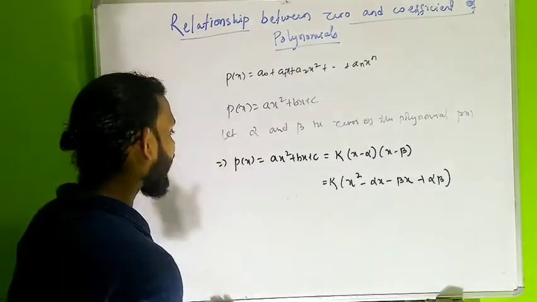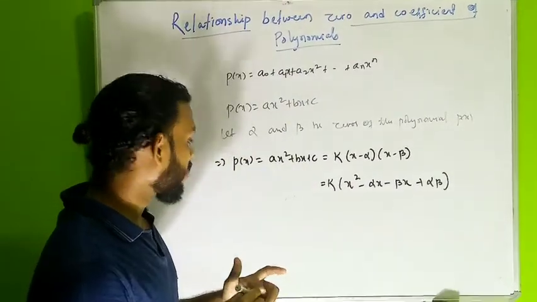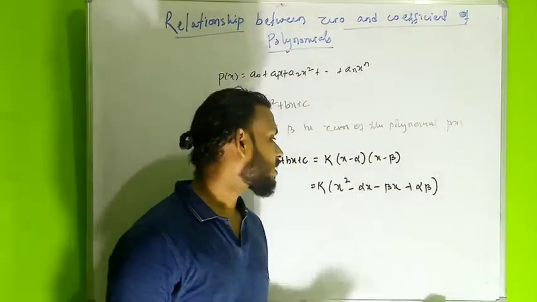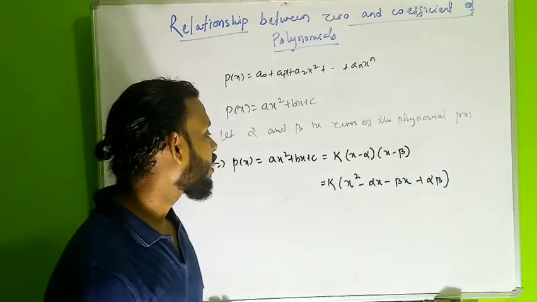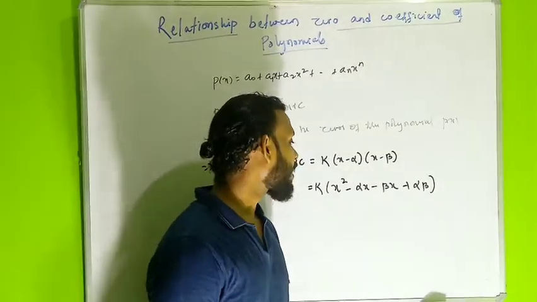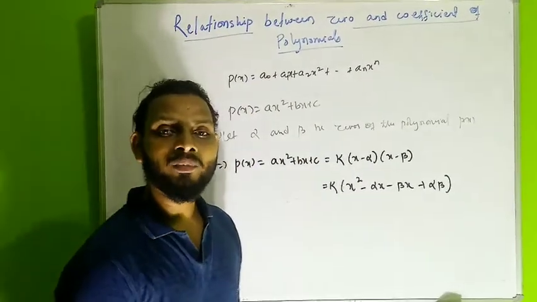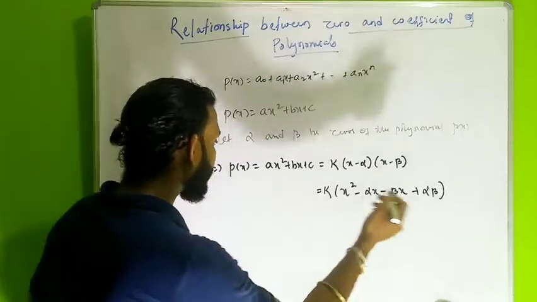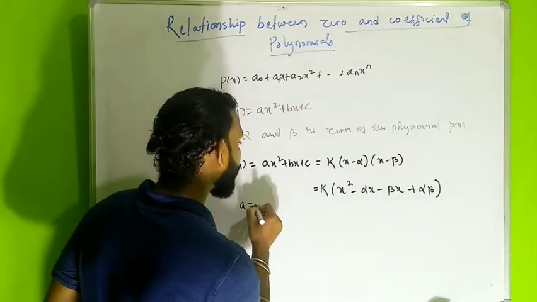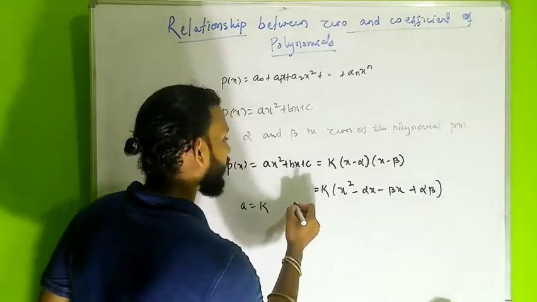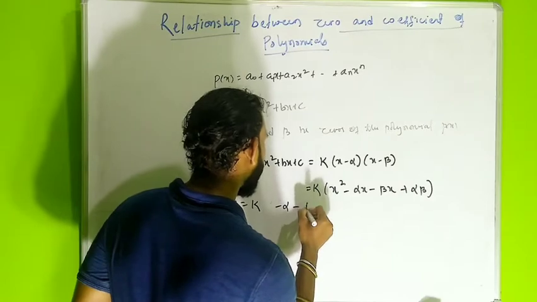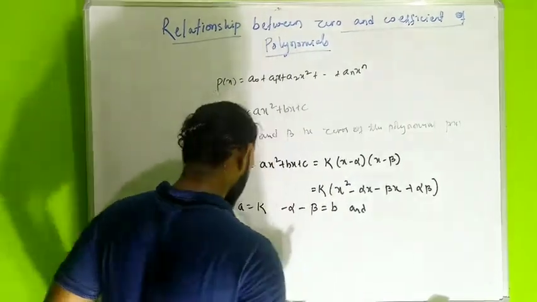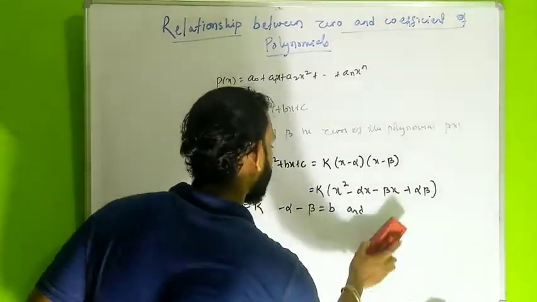Okay, now if I will just equate these two equations, one is ax square plus bx plus c, and one is kx square minus alpha kx minus beta kx plus alpha beta into k, then let us see what happens. So you can see my a will be equals to k, and my alpha minus beta will be equals to b, and okay, let me solve this first.